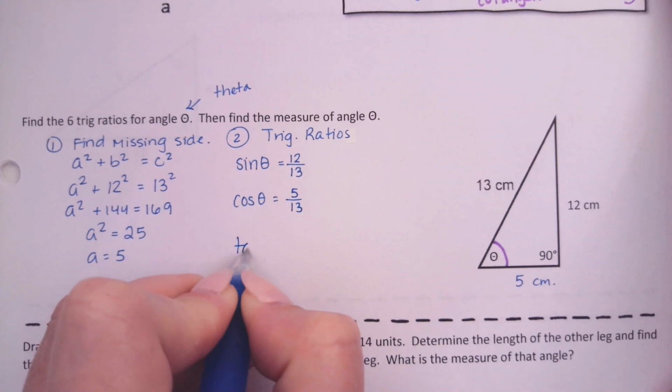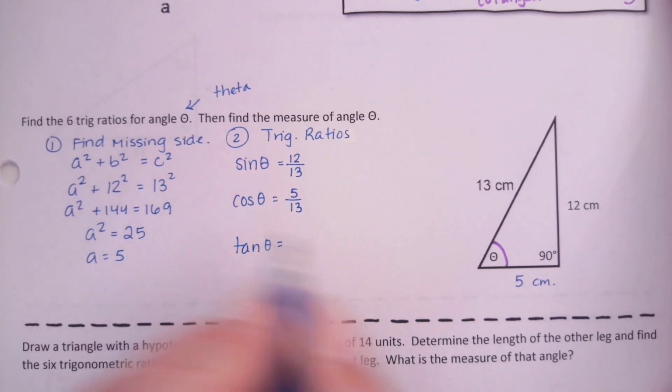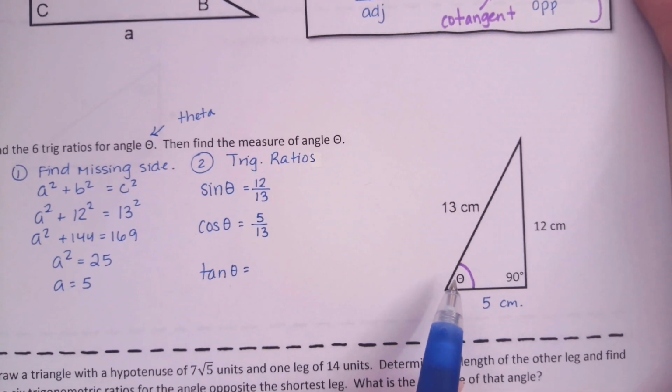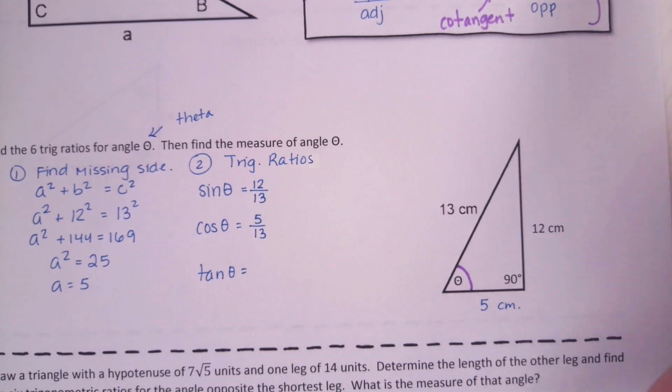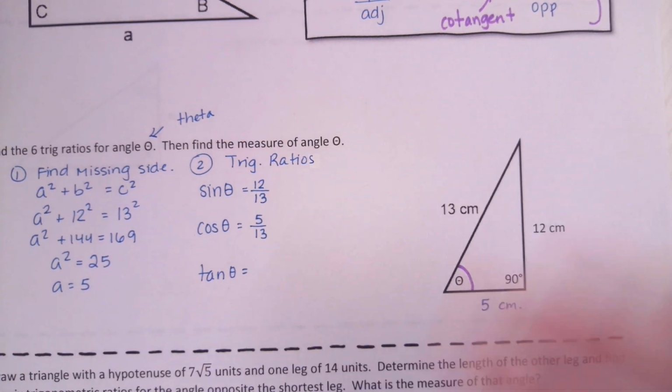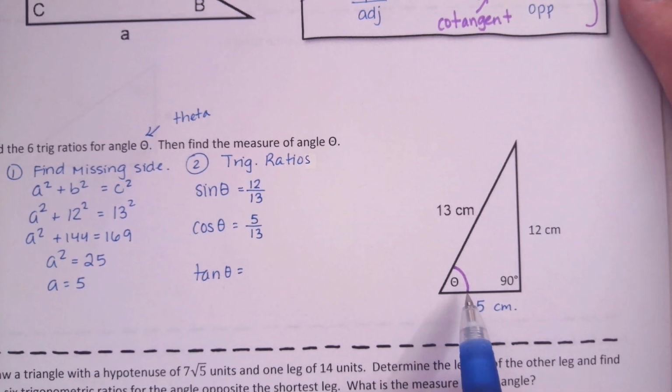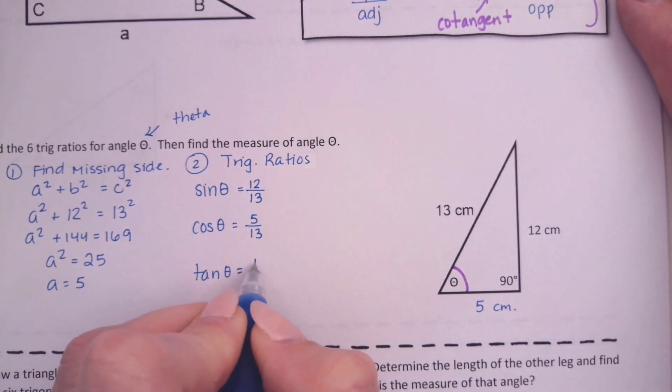Okay. Tangent of theta. Tangent, remember, is the opposite side over the adjacent side. What? Screen pause? All right. Reconnect. All right. Tangent is the opposite side over the adjacent. So the side opposite from theta over the adjacent side would be 12 over 5.